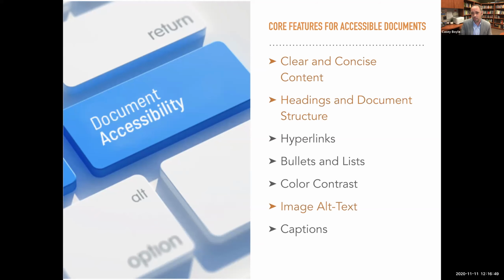Now I'm going to concentrate on these three things today. First, clear and concise content. I'm going to talk about what that means and how to do that. Document headings and document structure. I'll go through a couple lists of how to do that, and also an image alt text exercise. Hopefully I can be able to see that, but I'm going to have you all give me some feedback on.